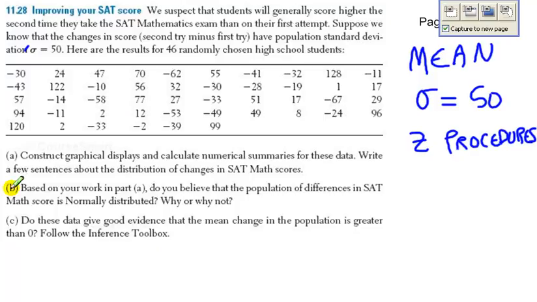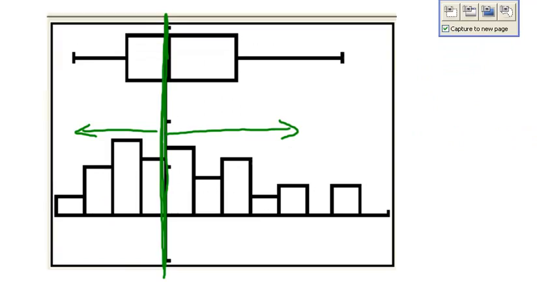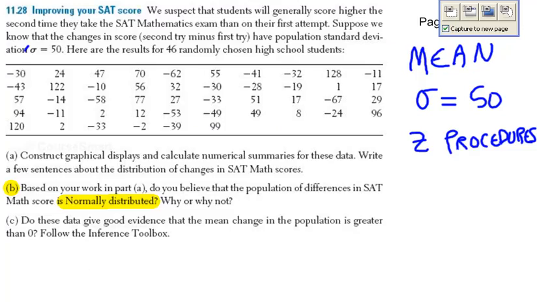Part B of this question wants you to decide if this distribution is normally distributed. Why or why not? So why don't you pause this and think about it for a minute. All right. Now, clearly, from looking at this graph, we're going to say it's not normally distributed. However, because the sample size is 46, it's large enough that the central limit theorem says the sampling distribution of x bar is approximately normal. So we're going to proceed to part C.